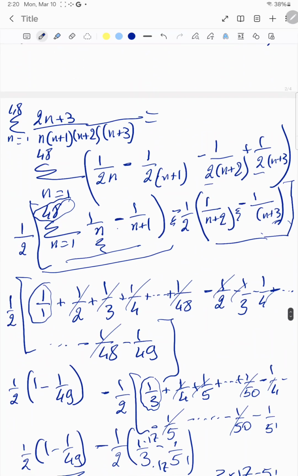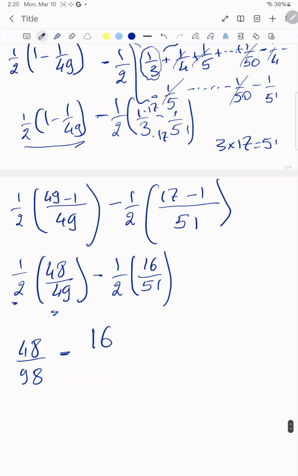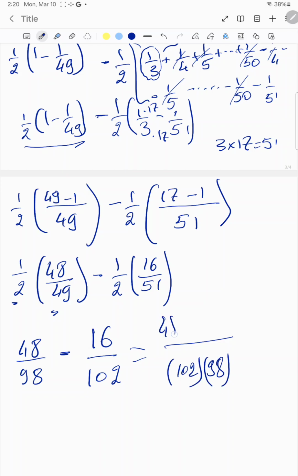If I want to multiply those two fractions, 2 times 49 is 98. So it becomes 48 divided by 98, minus 1 times 16 is 16, and 2 times 51 is 102. Then you subtract those two fractions, and it becomes a common denominator of 102 times 98, with numerator 48 times 102 minus 98 times 16. And you can simplify your fraction, and that would be the final answer.